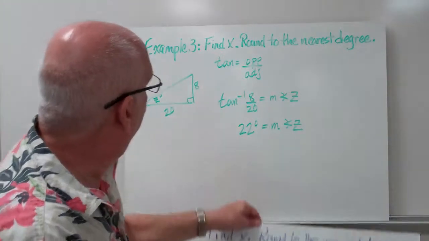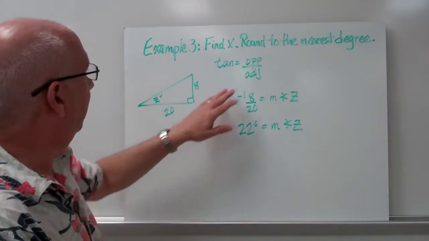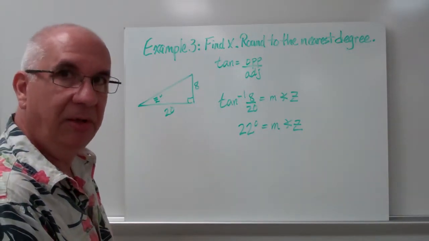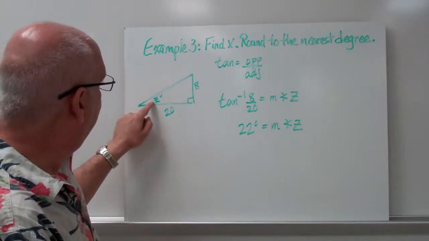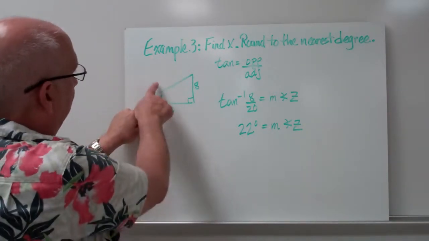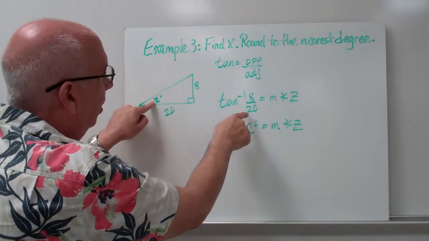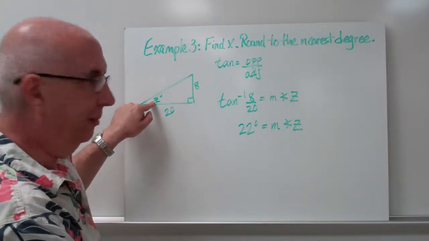The third example is for tangent. Tangent is the opposite side over the adjacent side. The hypotenuse is not involved. So the process, finger on the angle. Is the hypotenuse involved? No. So it's tangent. Tangent is opposite over adjacent, and I need the inverse function because we're looking for the angle.